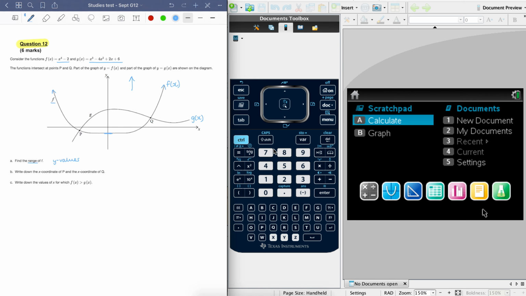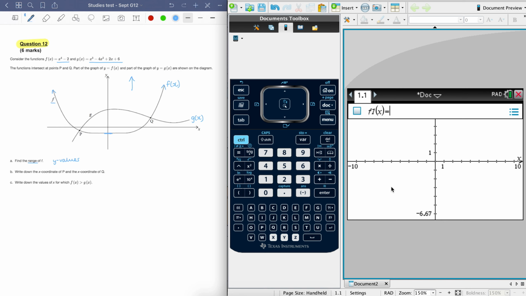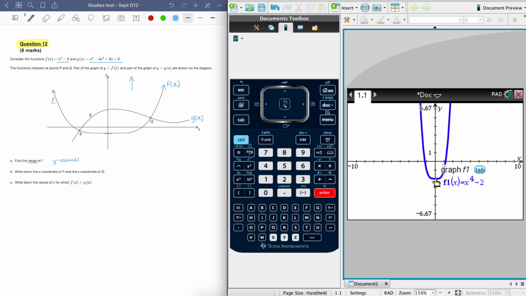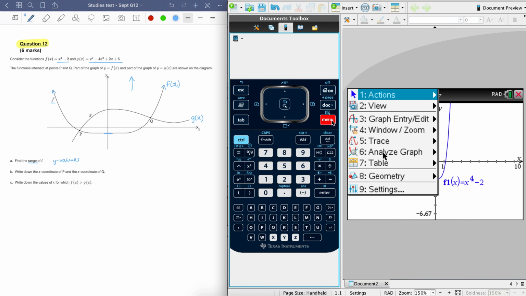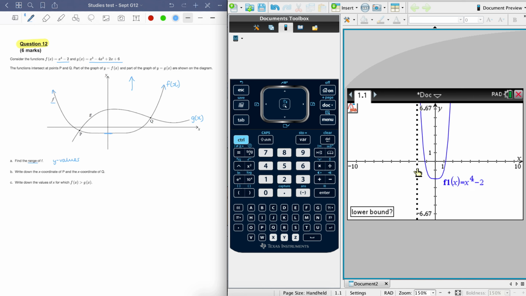So if we go to our GDC, we can plot the graph. The first function is f of x, which is x to the power of 4 minus 2. We're trying to find the range of that function, so we need to find what the stationary point or the minimum value is at the bottom. So we're going to go to Menu, Analyze Graph, and we want to find the minimum point. The minimum point is somewhere around there, and we found it, it's (0, -2).